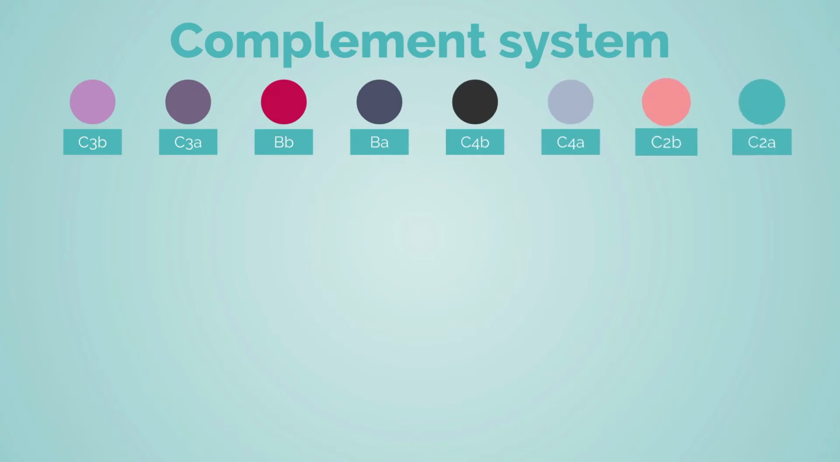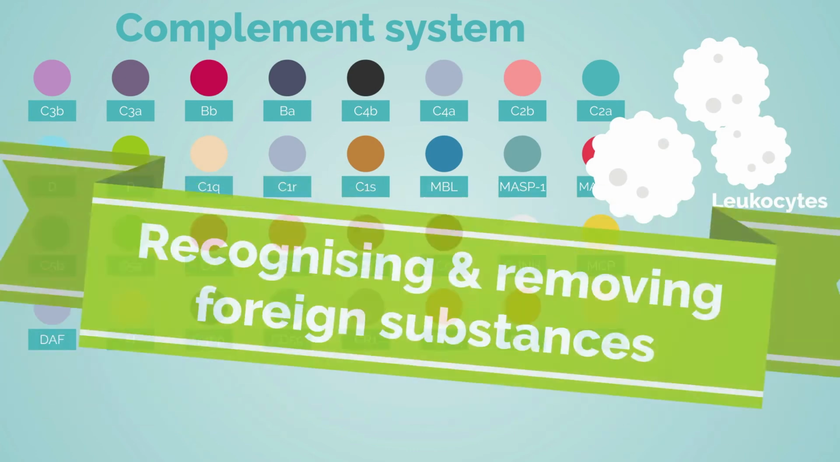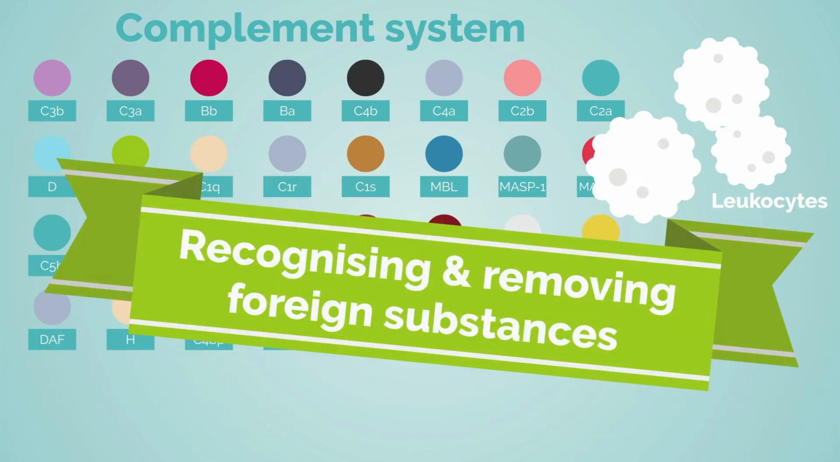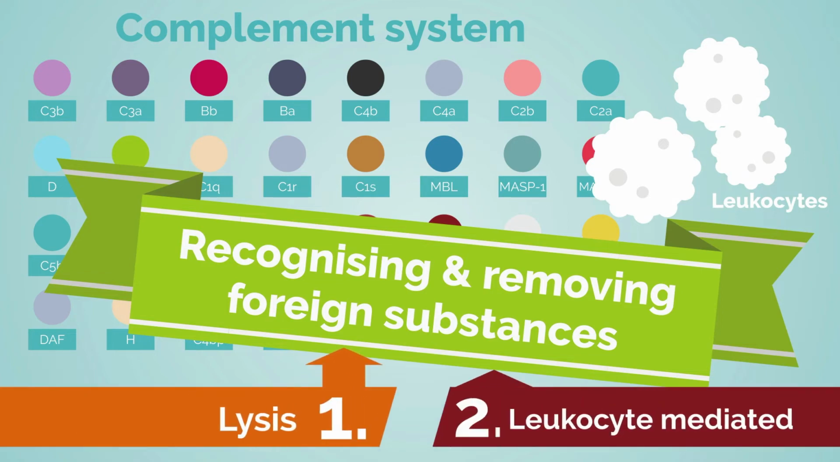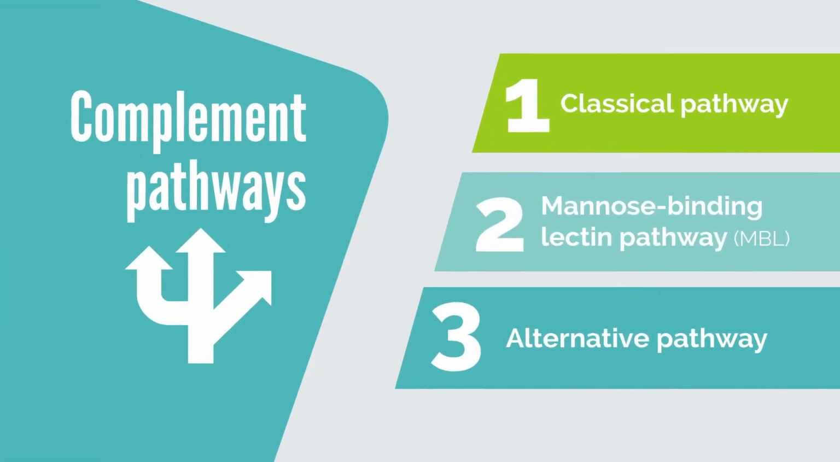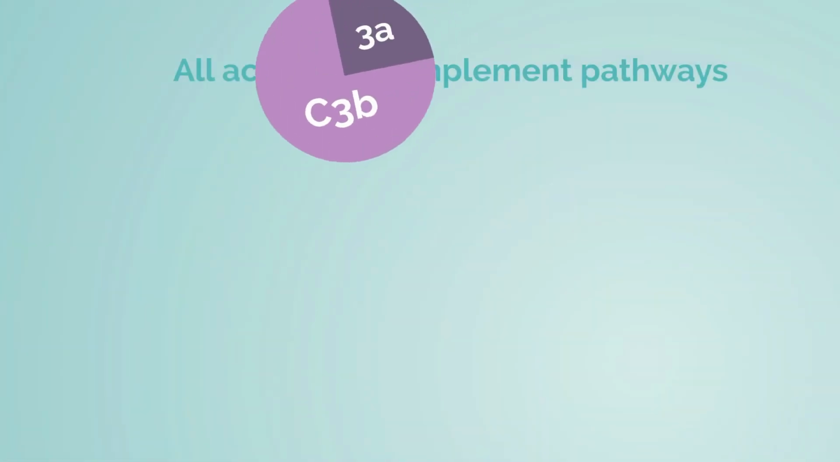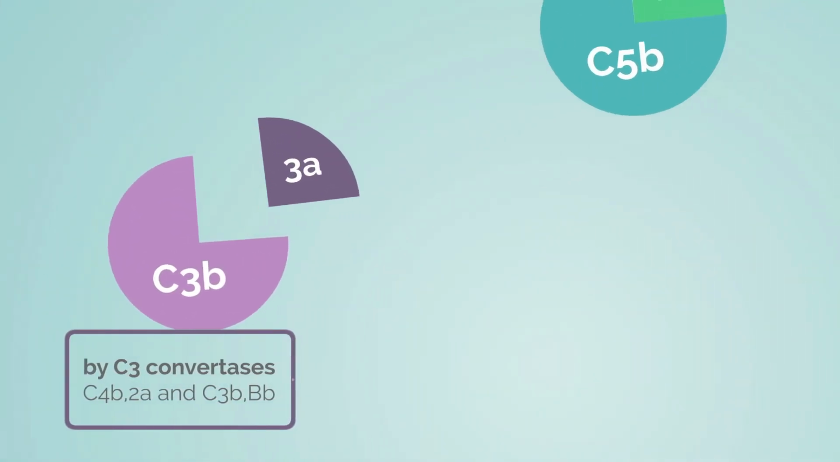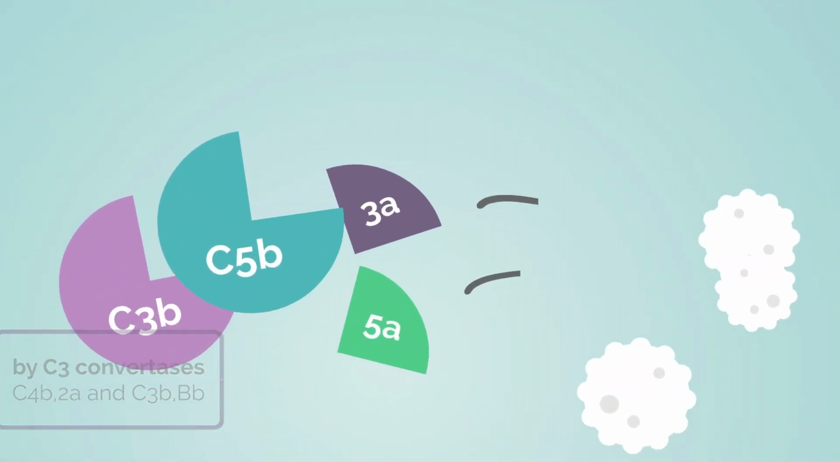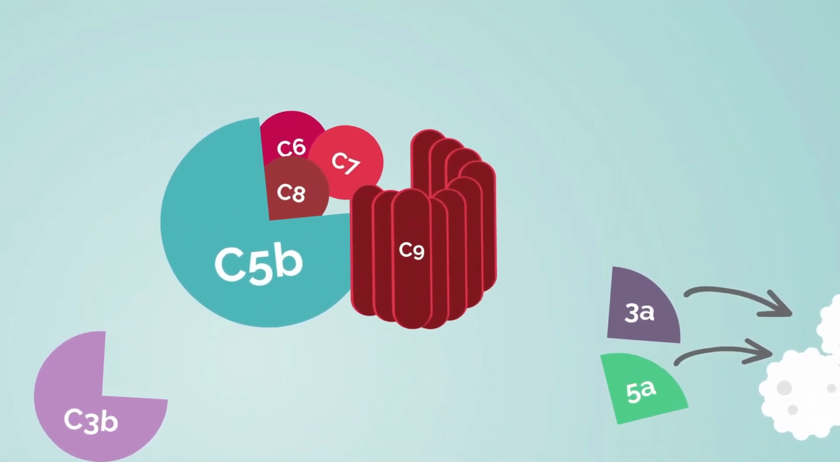The complement system involves approximately 30 plasma proteins, which together with leukocytes have the primary function of recognizing and removing foreign substances. This is achieved either by direct lysis or by mediation of leukocytes in inflammation and innate immunity responses. Of the three known complement pathways, the alternative pathway is triggered mainly by foreign surfaces, like dialysis membranes. All activated complement pathways have the enzymatic cleavage of C3 into C3a and C3b in common, as well as the highly inflammatory end product C5b9.